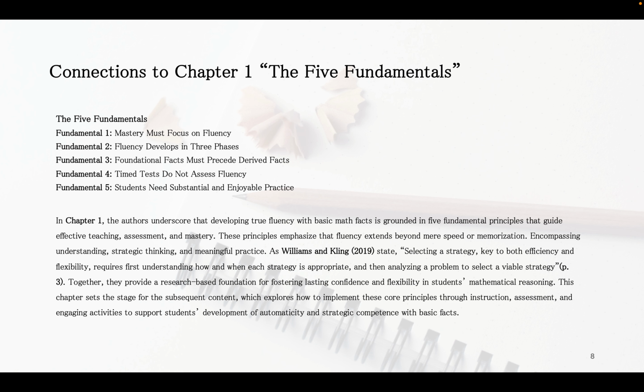In Chapter 1, the authors underscore that developing true fluency with basic math facts is grounded in the 5 fundamental principles that guide effective teaching, assessing, and mastery. These principles emphasize that fluency extends beyond mere speed or memorization, encompassing understanding, strategic thinking, and meaningful practice. As Williams and Kling state, selecting a strategy, key to both efficiency and flexibility, requires first understanding how and when each strategy is appropriate, and then analyzing a problem to select a viable strategy. Together, they provide a research-based foundation in fostering lasting confidence and flexibility in students' mathematical reasoning.